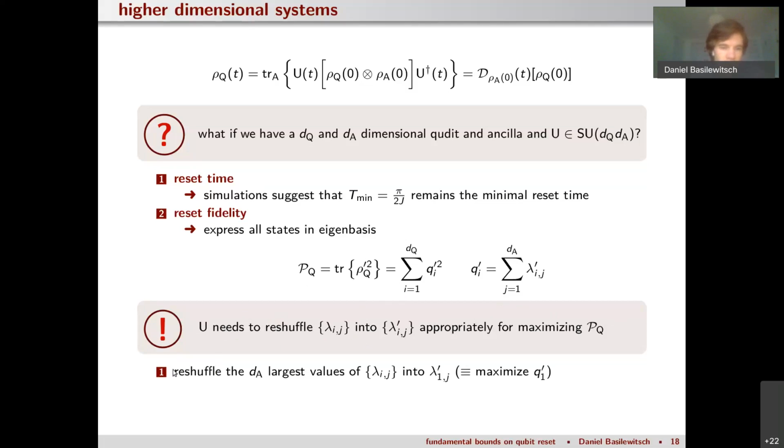And what appropriately means, I will tell you right now. In the first step, what U needs to do is reshuffle the dA largest values of the initial spectrum such that it maximizes the values lambda 1j prime. By doing this, it will maximize Q1 prime to the maximum that is actually possible. Then, in the next step, it has to reshuffle the dA largest remaining values, subtracting the previous dA ones, such that it maximizes lambda 2j prime. So this will maximize Q2 prime, and so on and so forth.